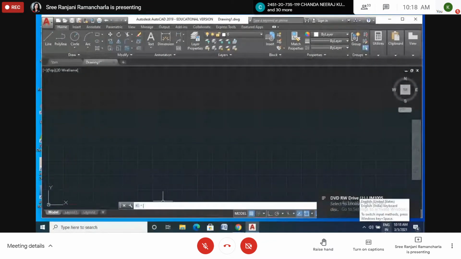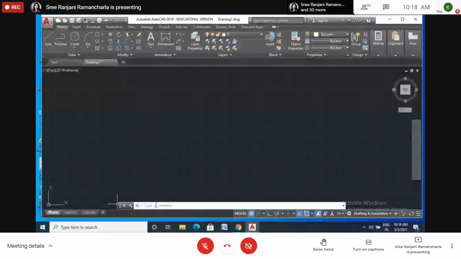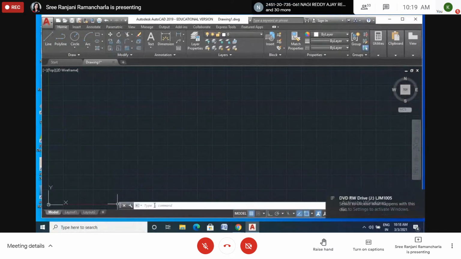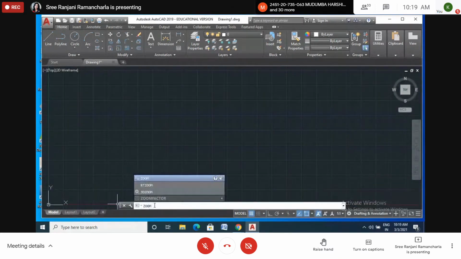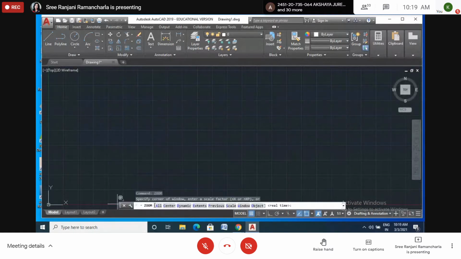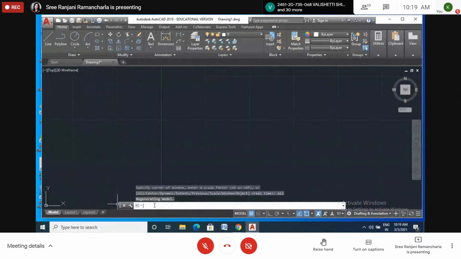Now, I set the limit, but the sheet is not in front of us. Somewhere it is. To make it in front of us, we have to use the zoom command. Zoom, enter, then all, enter. Now the sheet is in front of us. So you have to do all these settings before you start a new drawing in a new file. Okay.